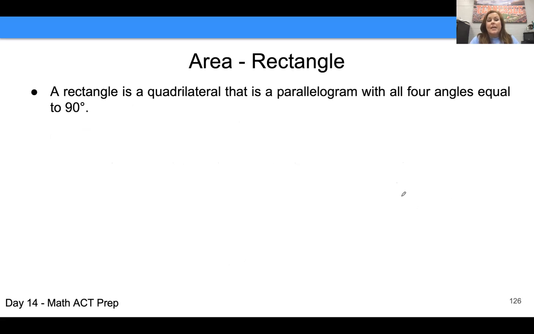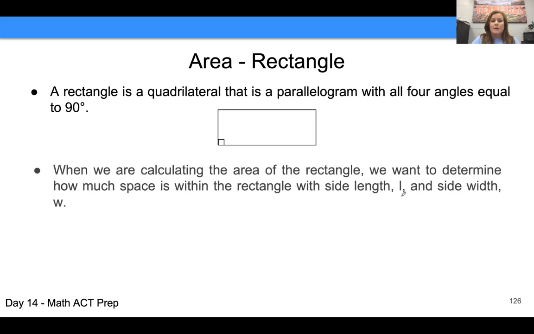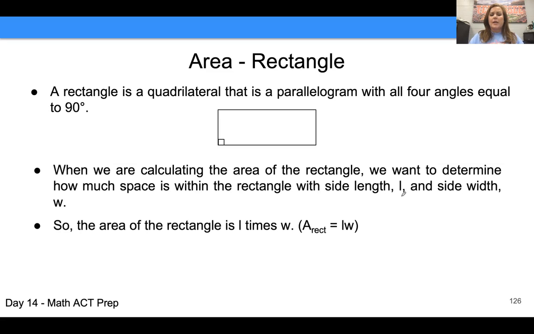For a rectangle, we know that that is a quadrilateral. It's a parallelogram with 4 right angles, and those angles are 90 degrees. When we calculate the area of a rectangle, we want to determine how much space is inside. So again, if it's a room, how much carpet can we put in that area? How much hardwood flooring can we lay down or tile? So the area of a rectangle is going to be length times width.